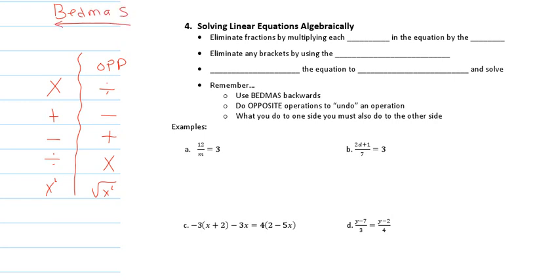SAMDEB. I have a problem with this. SAMDEB. So we get rid of the subtraction and addition first, the ones that are outside. Then we get rid of the multiplication and division, then the exponent, then the bracket.